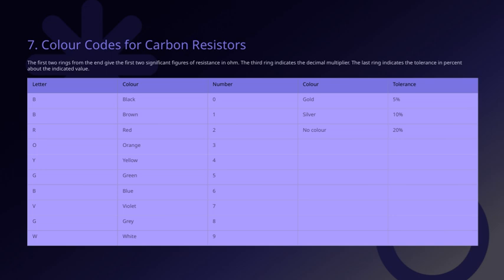Understanding these color codes is essential because it allows us to quickly identify resistor values without needing any additional tools. This knowledge connects directly to our overall goal of understanding how resistors work and how to read their specifications accurately.